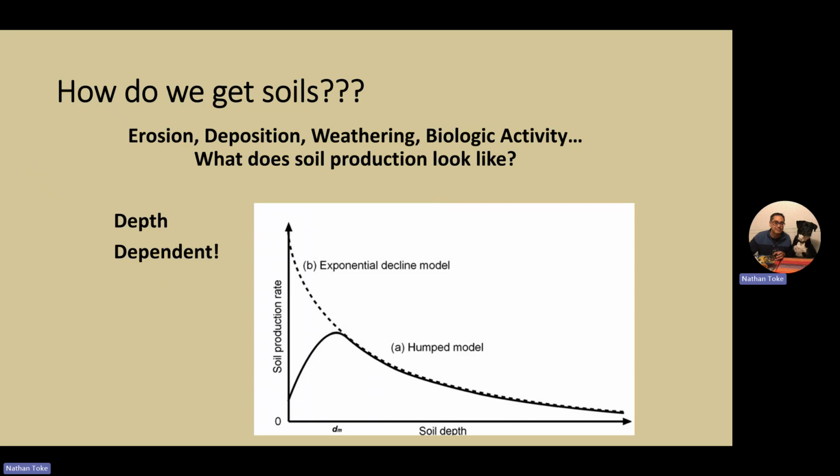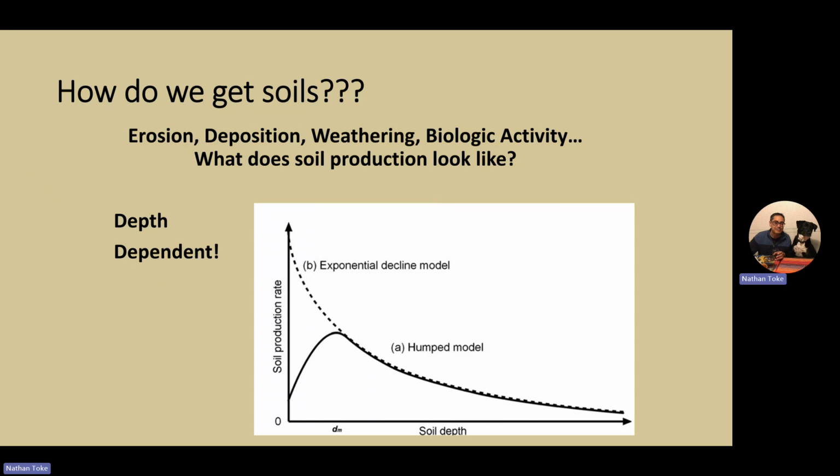So soil is optimally produced, or rather rocks are best weathered when there's not a ton of soil on top of them, if that makes sense. So if you cover the rock up with a bunch of sediment, then water and biological activity is not able to get to it, and so soil production will go down. So that's what this graph is showing us, right? Soil production goes up as soil depth is less. This is an exponential decline model. So it basically says that you'll get more weathering of rock and more soil production if there's no soil.